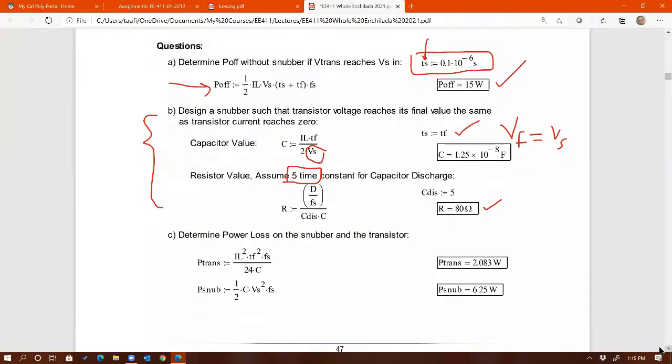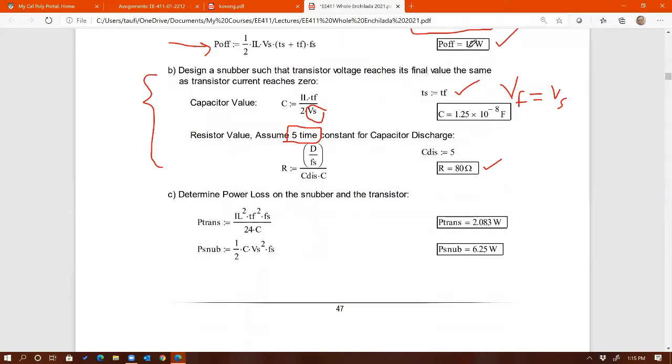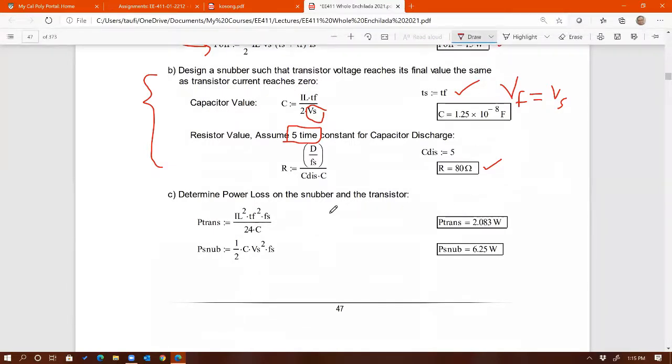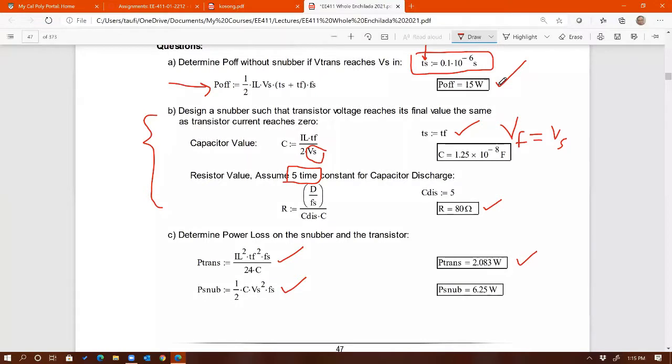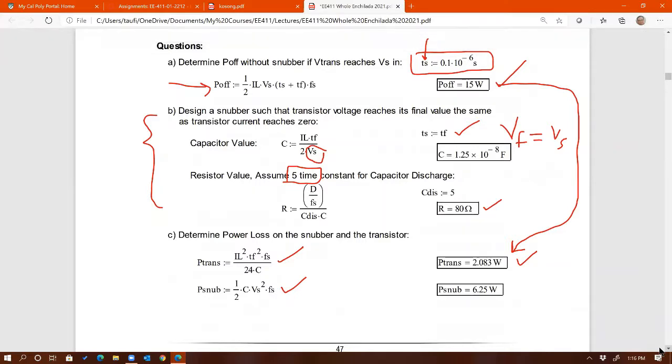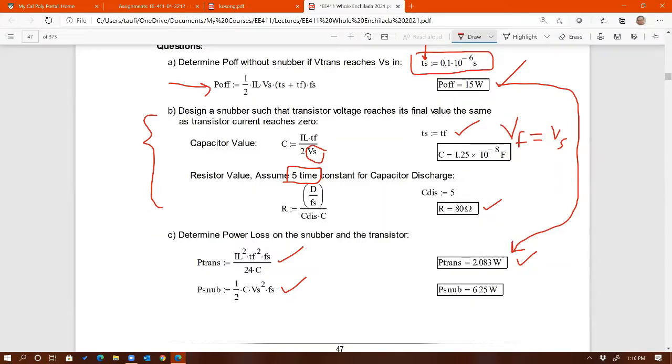Right. All right, so then part C, remember it was 15 watts before. Now we're going to calculate losses after you add the snubber, right? So after you add the snubber, this is the equation for PQ, and that's the equation for P snubber. For PQ, now it's 2.08. Look at the difference, right? Before it was 15 watts, now is 2 watts. That's what snubber can do for us, right? It's working great for minimizing switch loss. And from 15 to 2, that's a big improvement.